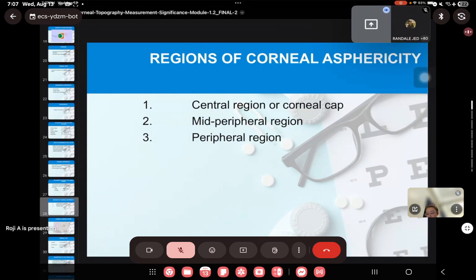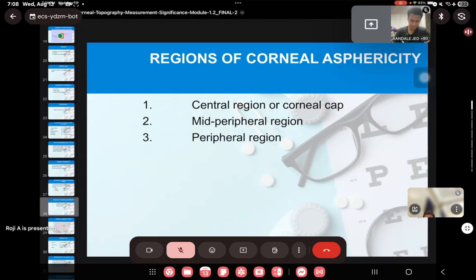Regions of the corneal asphericity. Number one is your central region or your corneal cap. So meaning to say, when you are doing your keratometry, you are measuring the corneal cap. Correct? It is your corneal cap or the central region. To be exact, 3 millimeters. Are we measuring 3 millimeters? Yes. All right. And then we have the mid peripheral region, and then the peripheral region.